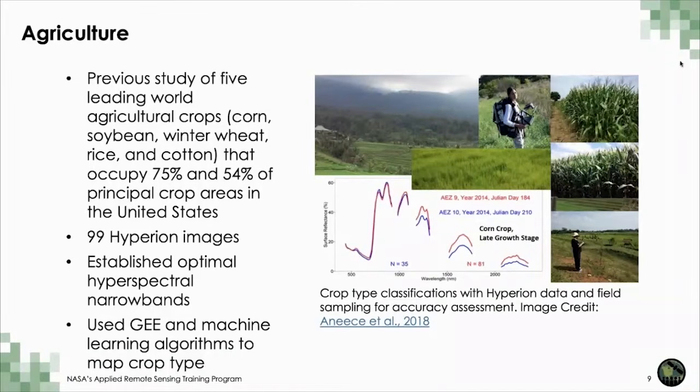In this figure, you can see the differences in reflectance of corn in 2 agricultural zones. And in the images, you can see some of the study team members and the crops that they examined. I also want to note that we have the link here to the publication of this research.